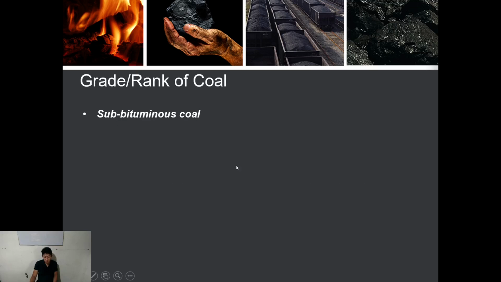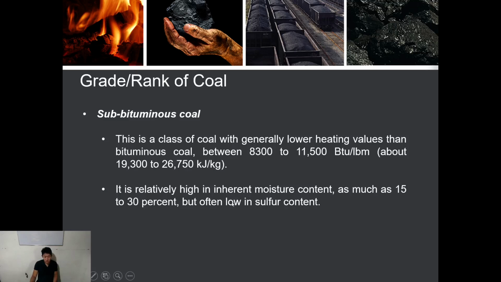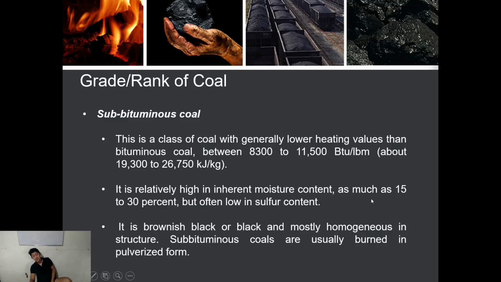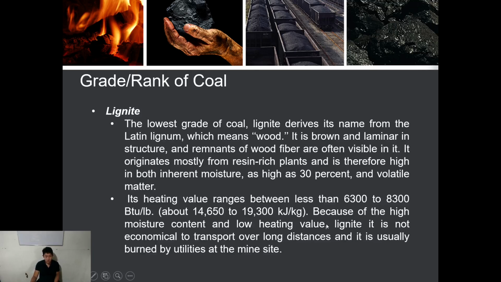So the next rank is sub-bituminous coal. It has a lower heating value than the bituminous, and it has high moisture content, 15 to 30%. The lowest grade of coal is lignite, from the Latin word lignum, which means wood. So the remnants of wood fiber are often visible and it has very high moisture content of 30%. So lignite has high moisture content and a lower heating value.